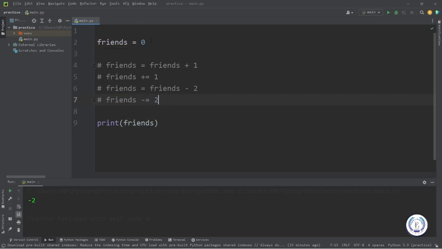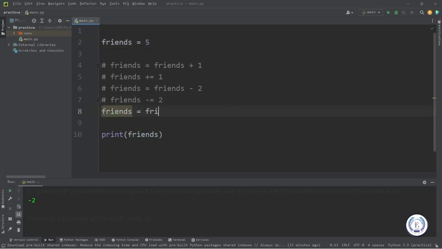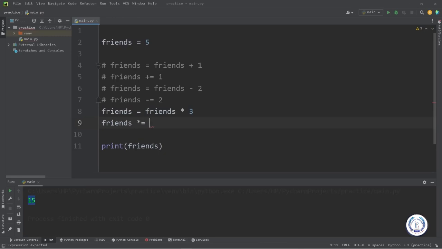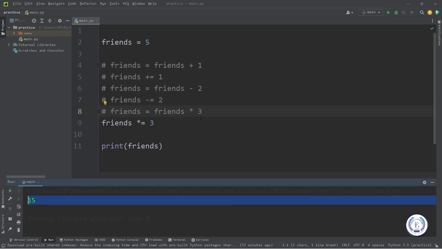Okay, multiplication, let's change friends to, how about 5? Friends equals friends times 3. You now have 15 friends. Then the augmented assignment operator version of this would be friends times equals 3. So, again, you have 15 friends.